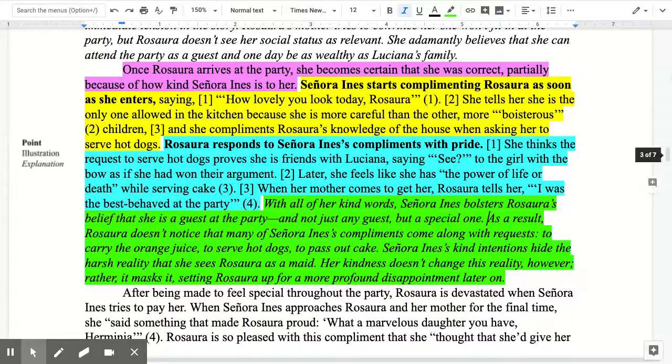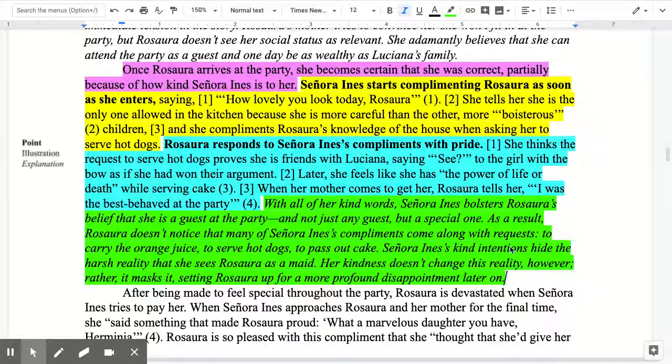Now I'm talking about why this is a problem. As a result, Rosara doesn't notice that many of Senora Ines's compliments come along with requests to carry the orange juice, to serve hot dogs, to pass out cake. Senora Ines's intentions hide the harsh reality that she sees Rosara as a maid. Her kindness doesn't change this reality, however, rather it masks it, setting Rosara up for a more profound disappointment later on.